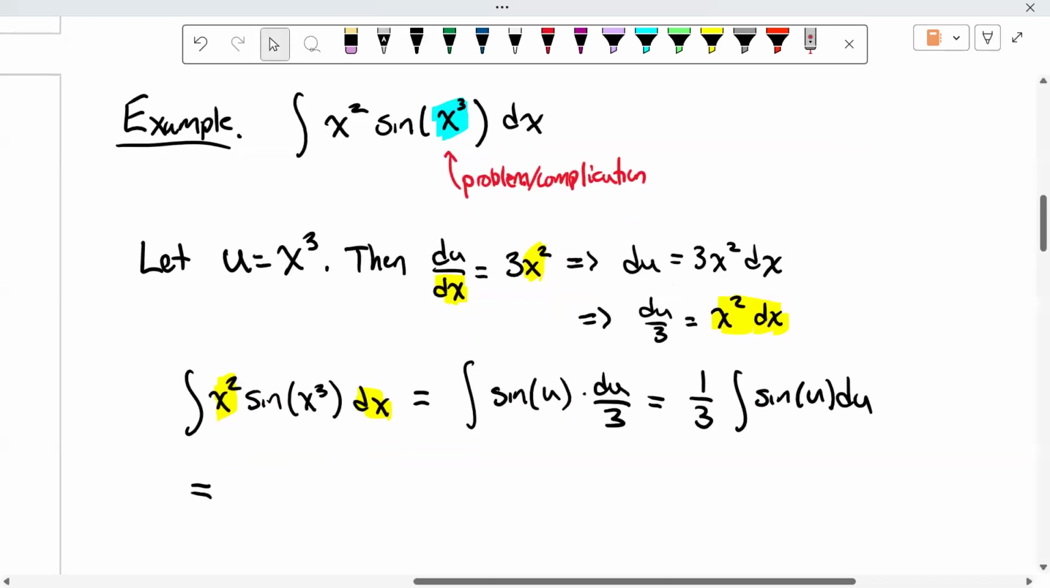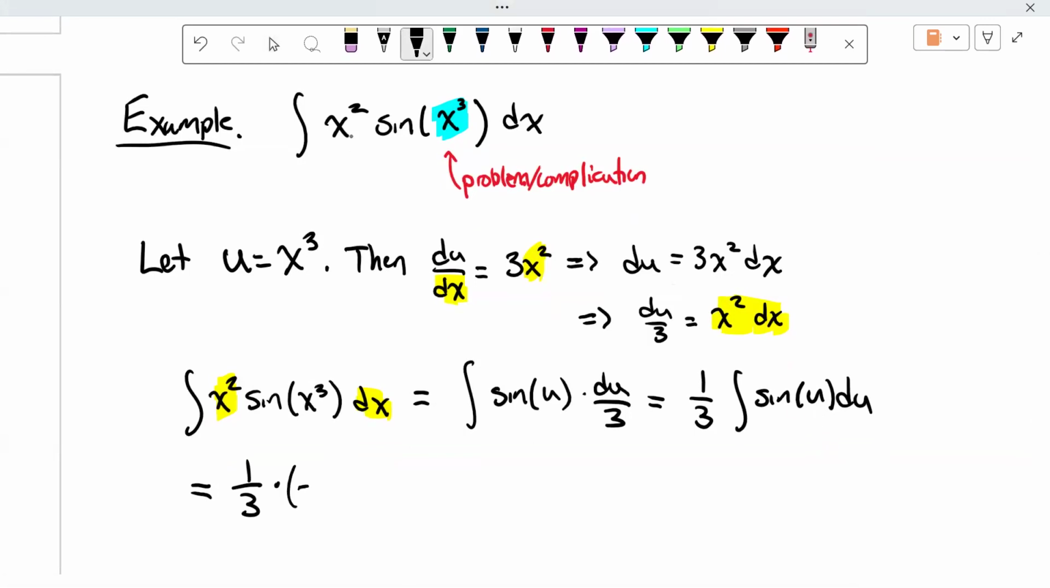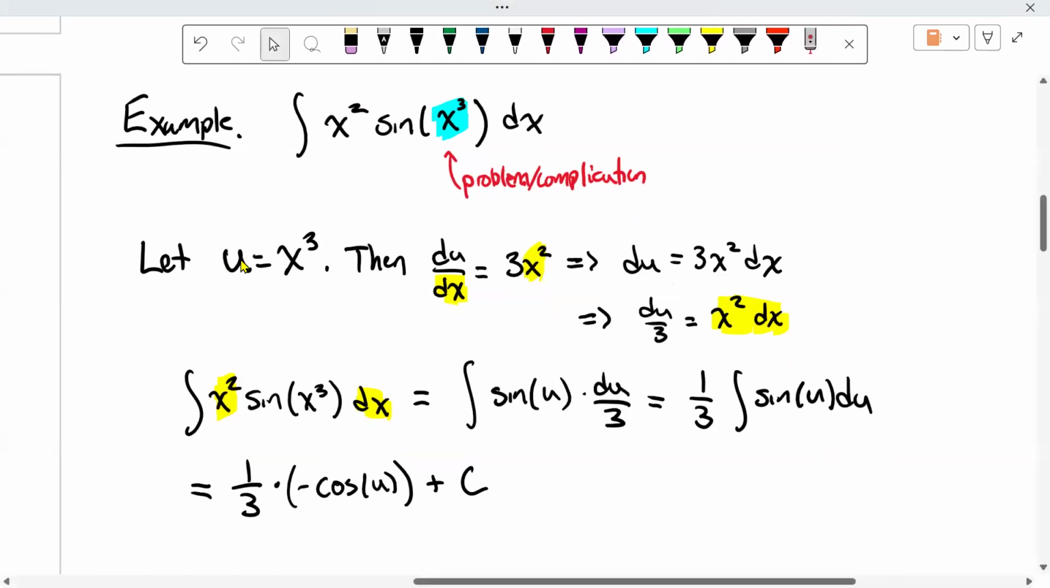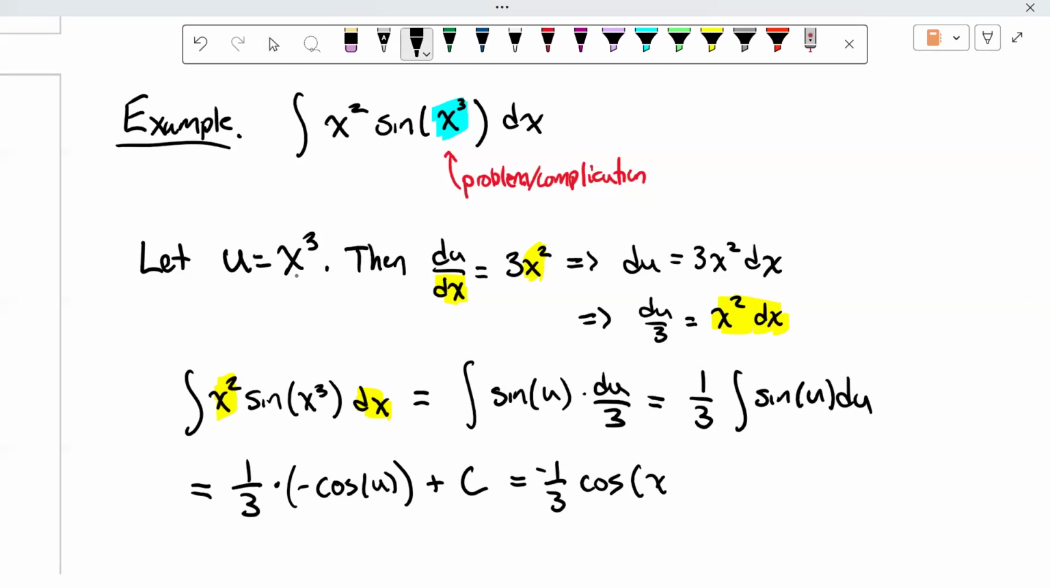Okay. All right, so I have this 1/3. What's the antiderivative of sine? Cosine, right? And now I don't have that annoying x cubed in there. So it'll be a negative cosine of u plus a constant. And then the cool thing is, I then have that my u is x cubed. And so I get a negative 1/3 cosine x cubed plus a constant. And that's my antiderivative.